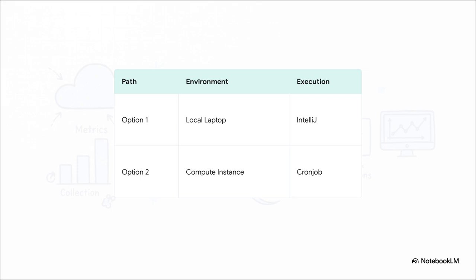But today, we are looking at 2 primary paths. Option 1 is your local laptop environment running the Java program directly in IntelliJ. Think of this as your sandbox for initial testing. Option 2 is your production-ready cloud deployment, where you build a jar file and schedule it via a cron job right on an OCI compute instance.